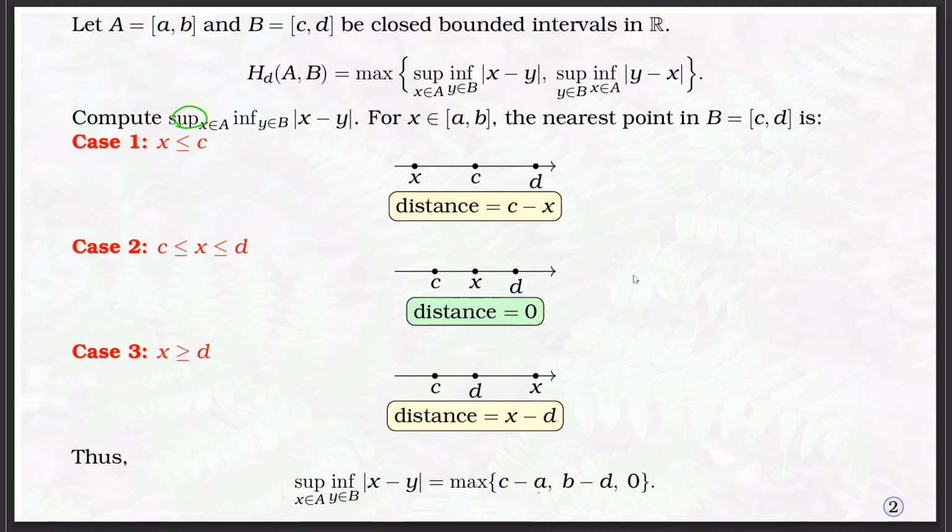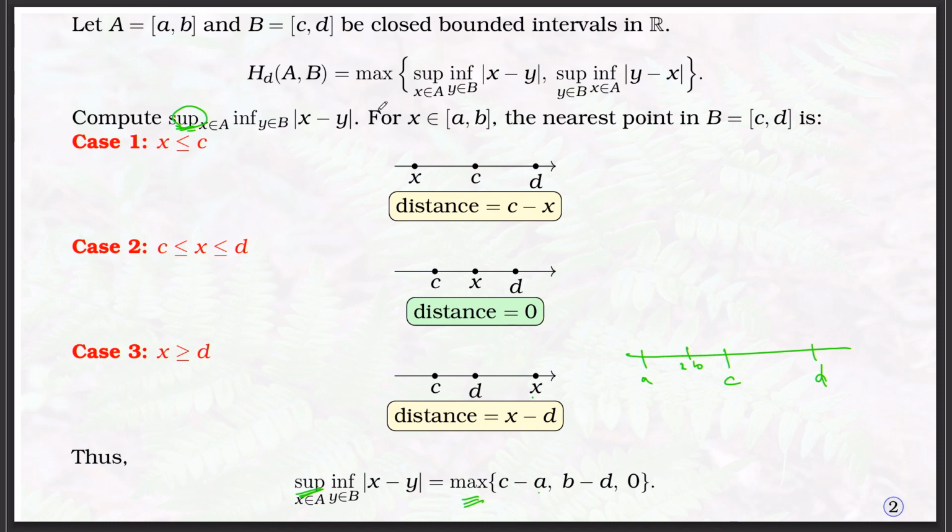C minus D, because if this is C and this is D, and my x is here, and this is my A and B, then the nearest point is x minus C, the nearest point is x minus D, then the maximum we can take is A minus C. So, C minus A, B minus D, and 0 is the possible maximum, because we need to take the supremum among all the infimum. Then from these three things we need to take the maximum number.